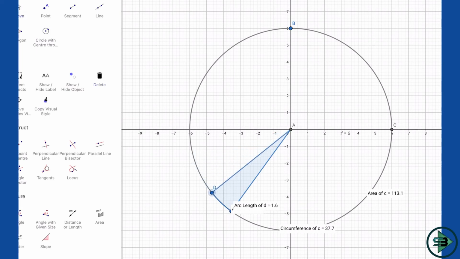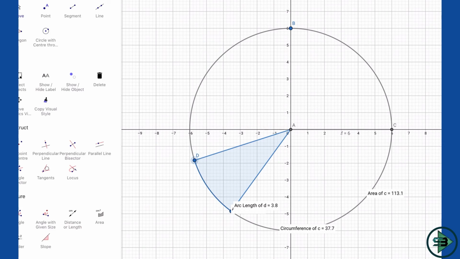Now if I increase the length of this arc, it will keep on increasing till it becomes equal to the circumference, because the length of the arc is nothing but part of the circumference. Eventually it will become equal to 37.7, which is your circumference. But I am asking you only a part of it, so it will be lesser than this. That will be dependent upon the angle which is being given to you.